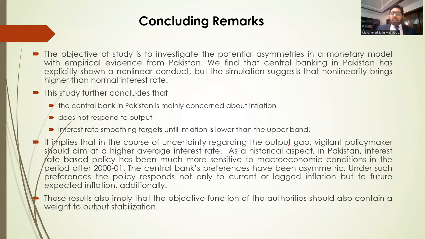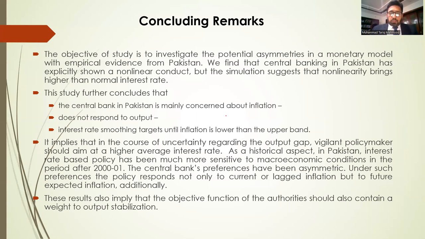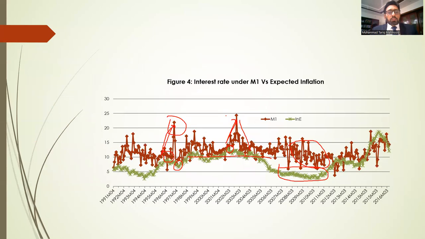As a historical aspect, in Pakistan, interest rate-based monetary policy has been much more sensitive to macroeconomic conditions in the period after 2000 to 2001. The central bank's preferences have been asymmetric. Under such preferences, the policy responds not only to current or lagged inflation, but additionally to future expected inflation. So monetary policy responds not only to the current or the lagged inflation, it also responds to the future inflation as well. So the Svensson type hypothesis can be vindicated here as well. These also imply that the objective function of the authorities should also contain a way to put weights on stabilization. Right. So with this, the monetary authority should also put weights on the output stabilization.